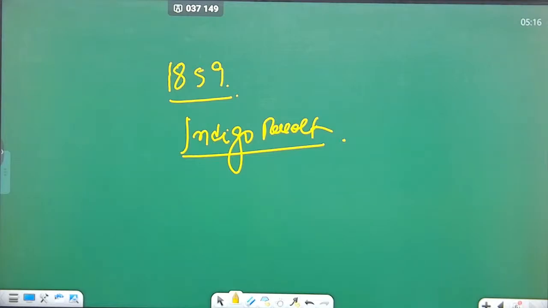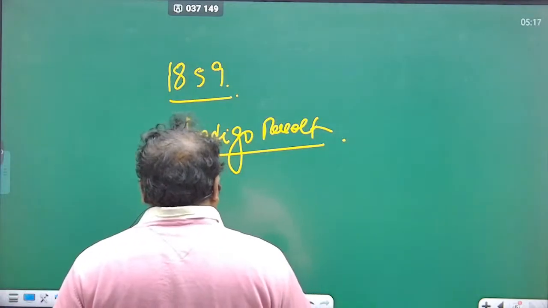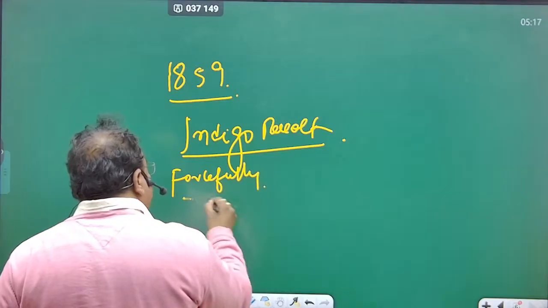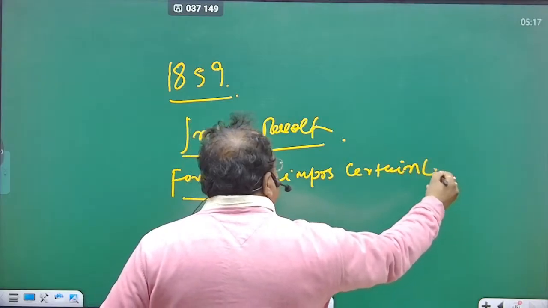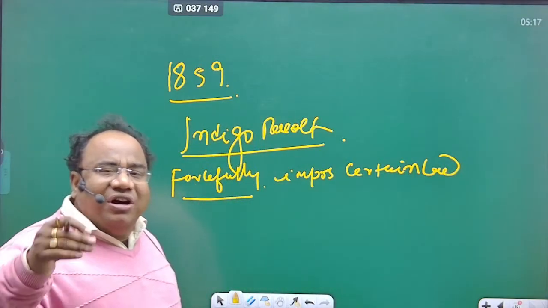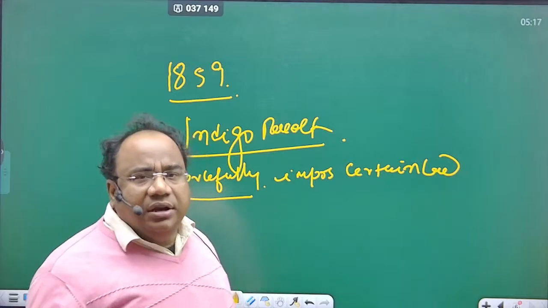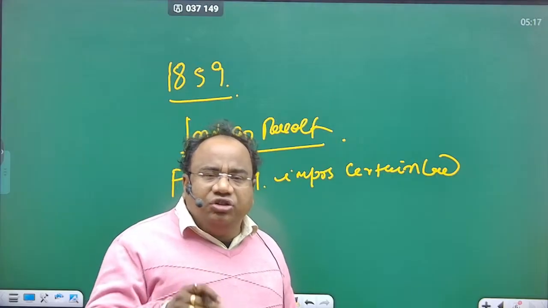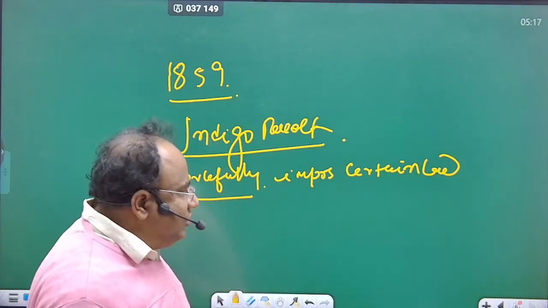See, as far as the Indigo Revolt is concerned, why Indigo Revolt, right? Because Britishers forcefully imposed certain laws that farmers have to produce indigo, because at that time in the European market indigo was highly in demand, right? So Indian farmers forcefully had to produce indigo, and then you see a protest started.